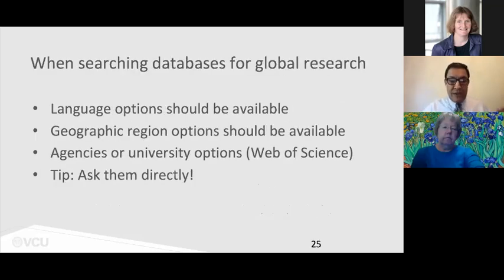Remember, however, that when searching databases, there should be options to limit your search by language or geographic region, which is also another way of investigating global research. Some databases like Web of Science, another one of our most popular databases, offer you the possibility of limiting and refining your results by agency or university producing the research, which could be very useful for global research. If you already know that there is an agency in Algeria or in the Philippines that connects to your research.